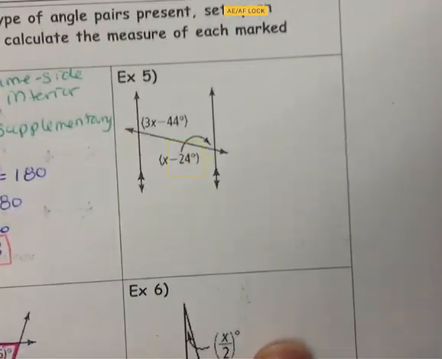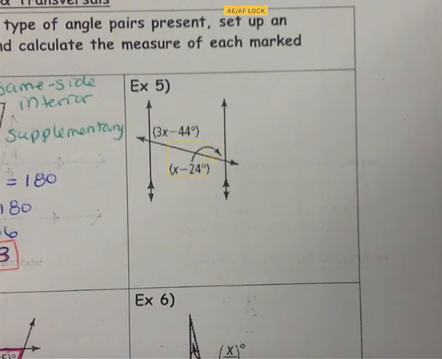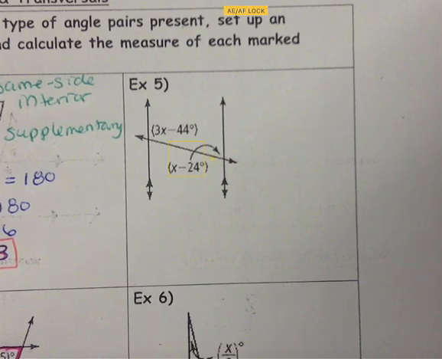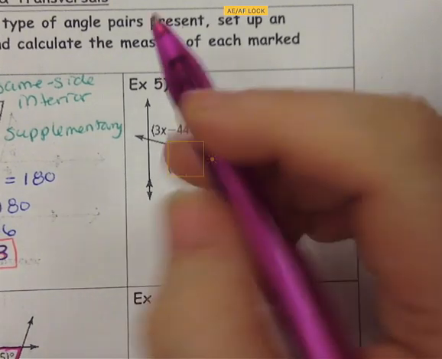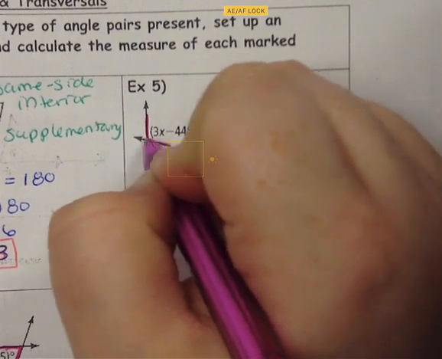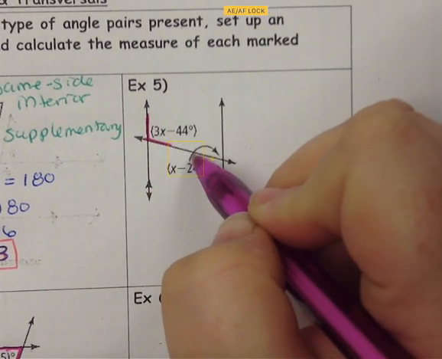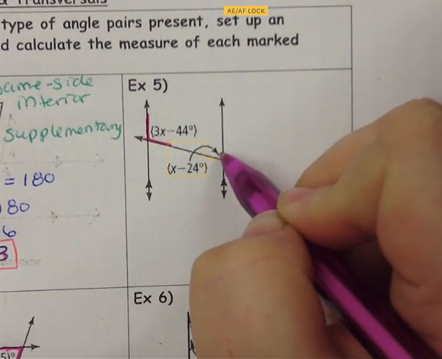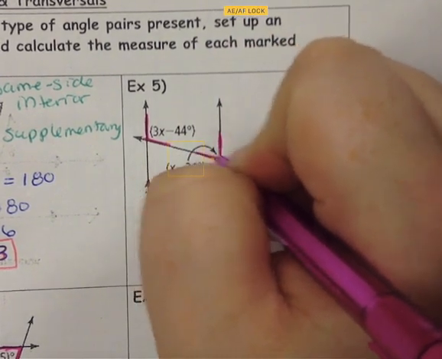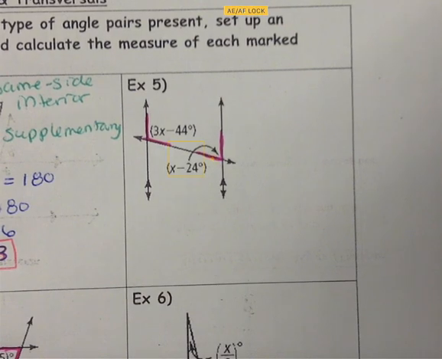Going on to number 5. We have 2 parallel lines and 1 transversal. So we just want to outline the angles again. So my 3x minus 44 is inside of this angle. The x minus 24 is actually drawing an arrow to this angle, so be careful about that. It's actually outlining this top left angle.